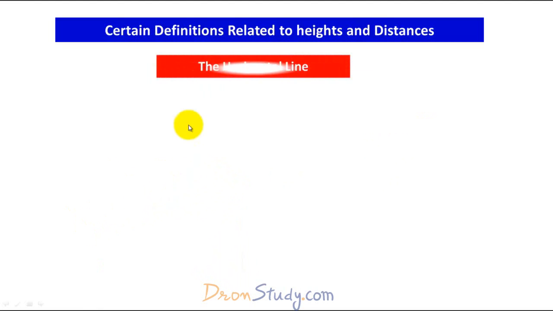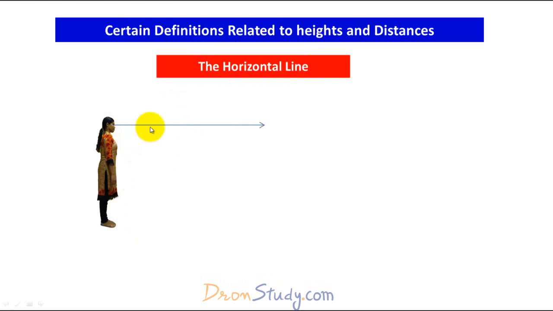Now the second definition is the horizontal line. A girl is standing on the ground and she is looking straight, and a line drawn through her eyes which is parallel to the earth's surface is called the horizontal line. So this is the horizontal line.